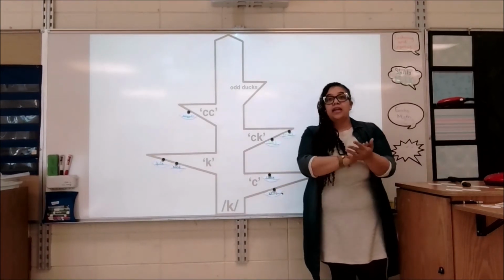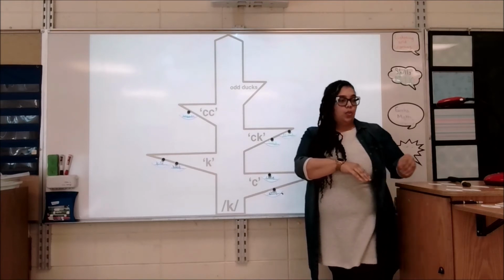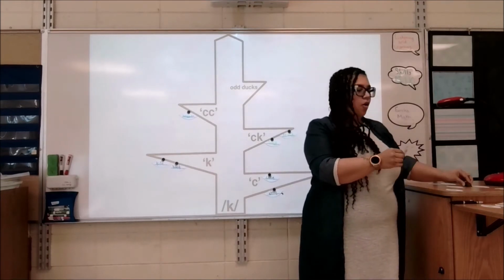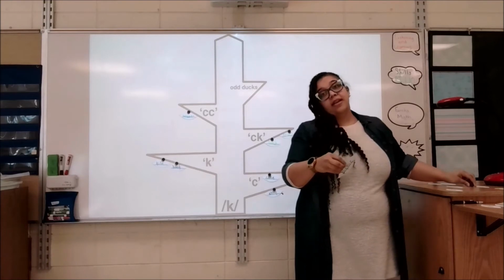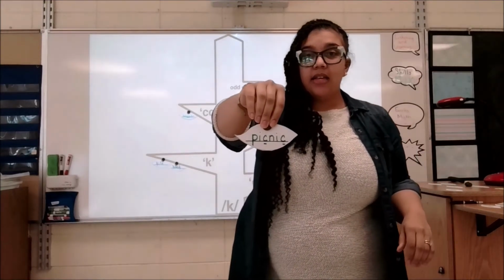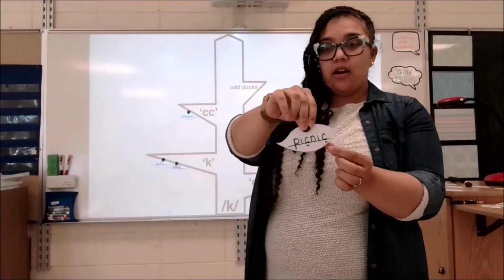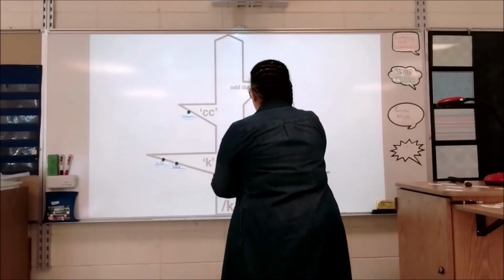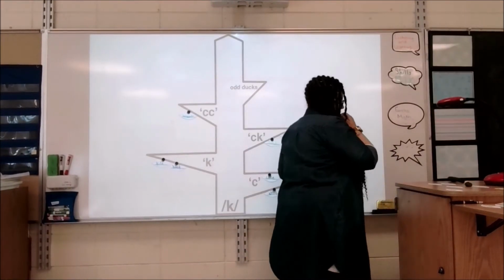What about picnic? Ooh, picnic. Nope, it's not a double C. Well, there are two C's because there's two k sounds, and both k in the word picnic are spelled with the letter C. Picnic. How'd you get up there?